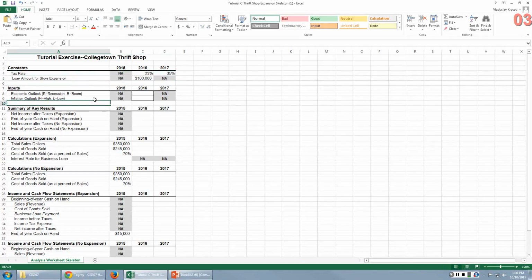Okay. Now the second section is called inputs. Those are some of your main parameters. So basically here you can enter various expectations for next year, and here it looks like there's an assumption that those expectations will continue for 2017 as well. So the first parameter that you will enter is economic outlook. R for recession and B for boom. So you can enter either R or B in this cell.